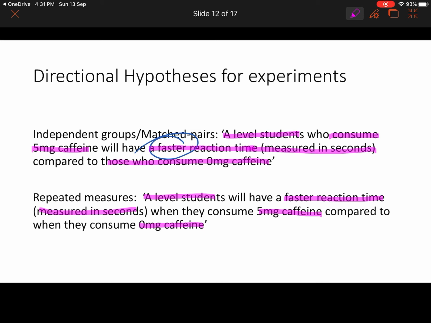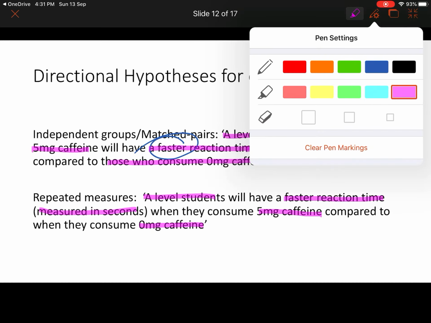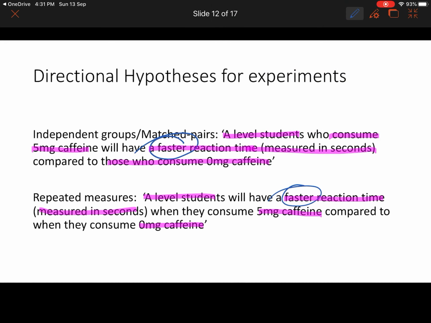So notice that we're including the same information each time. We're including our population, we're including our operationalized IV and DV. And in the case of a directional hypothesis, we're saying a comparative term here. So we're saying exactly what direction the experiment is going to go, exactly what effect the IV is going to have on the DV. In this case, more caffeine leads to faster reaction times. And that's because we know from previous experiments and previous research that that's the likely effect we're going to observe.